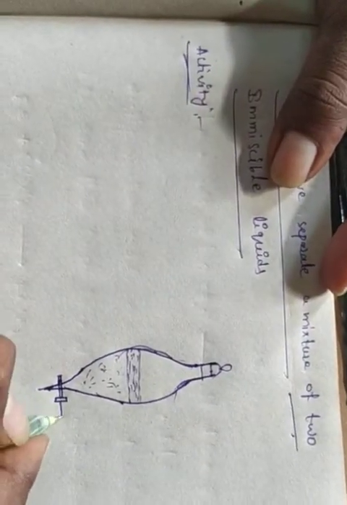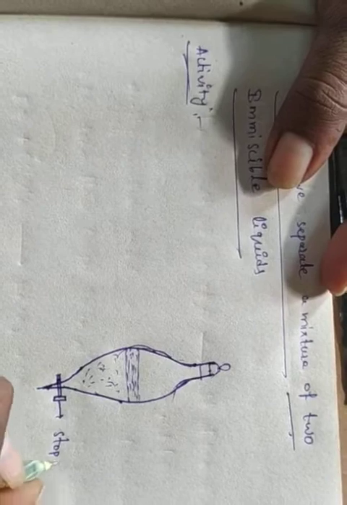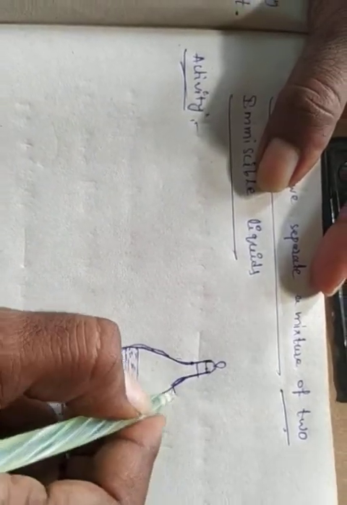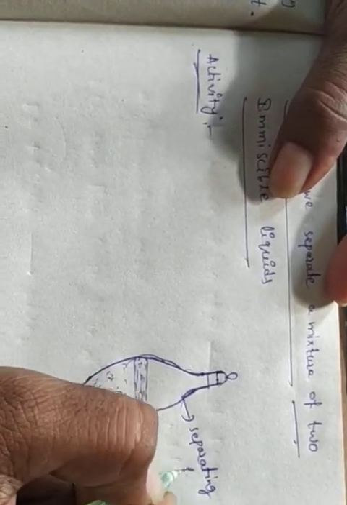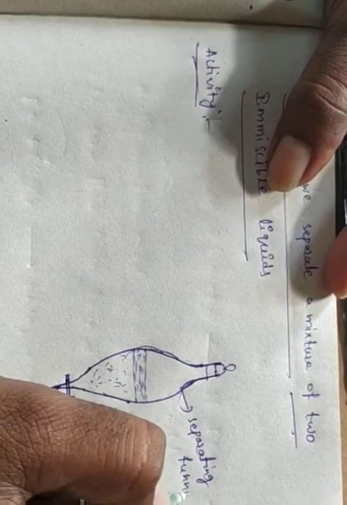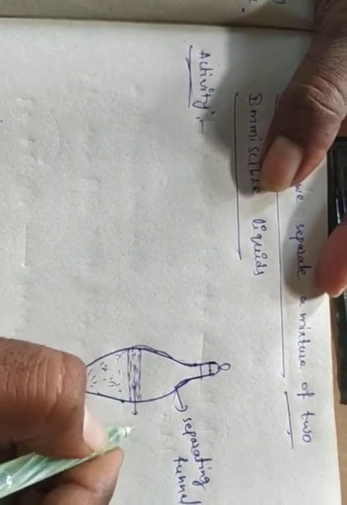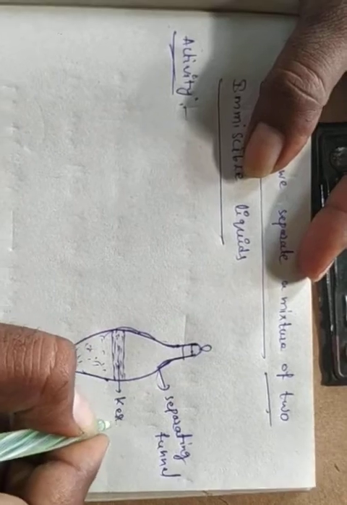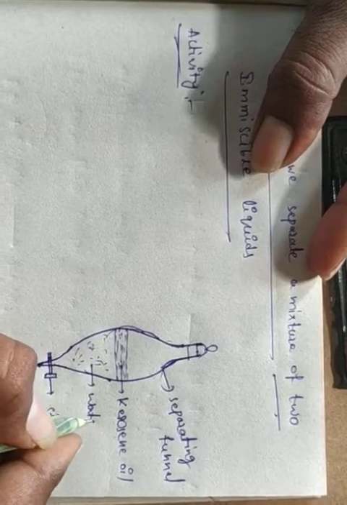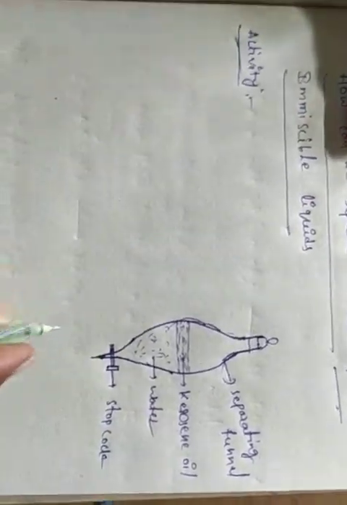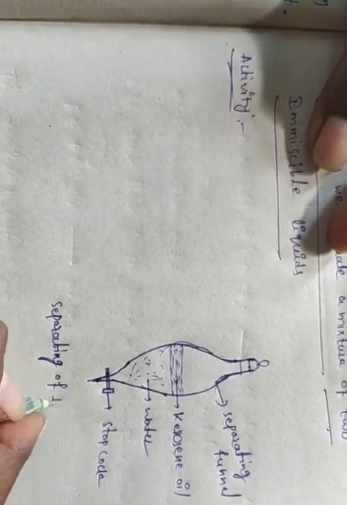Here, this is a stopcock, and this is a separating funnel. This above layer is kerosene oil. The below layer is water. The instrument name is separating funnel, used for separating immiscible liquids.